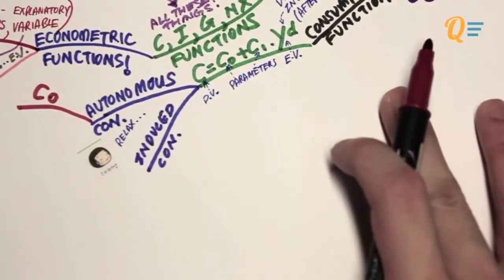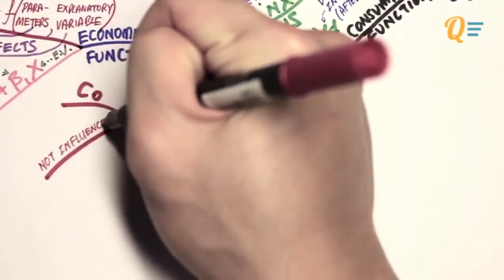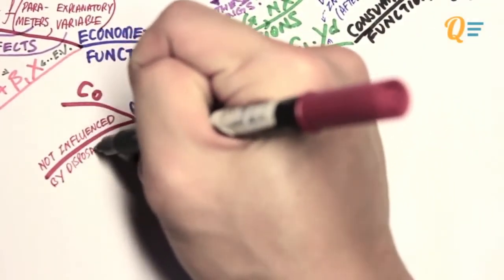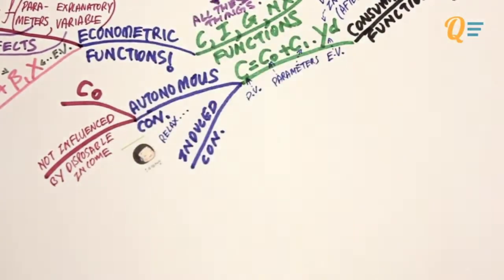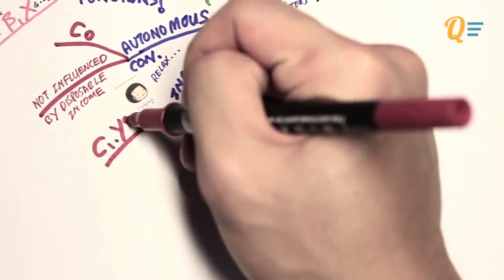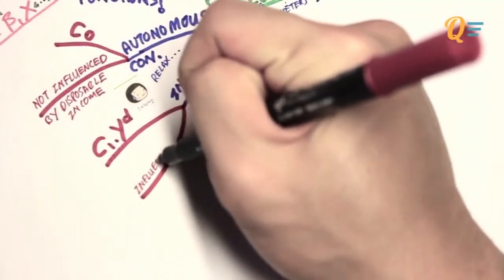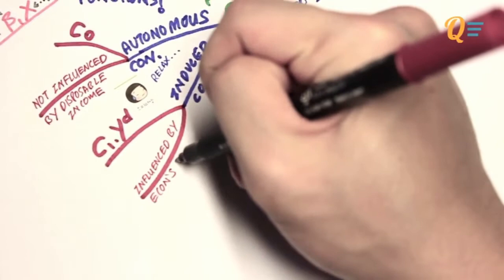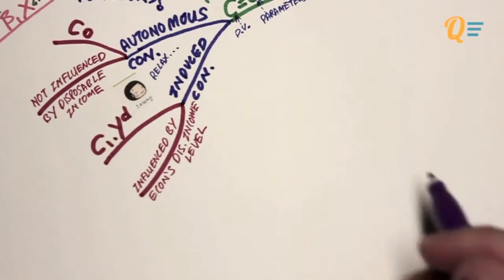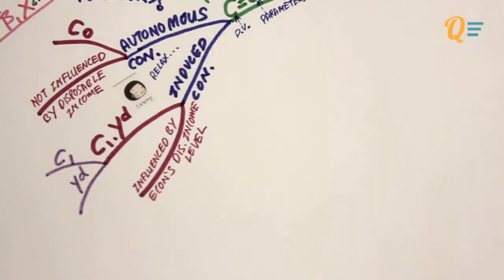So autonomous consumption actually refers to C0, and the definition of this is even simpler. Autonomous consumption is basically the amount of consumption that is not influenced by disposable income. And obviously, induced consumption is made up of C1 multiplied by disposable income, and this is the amount of consumption which is influenced by the level of income in an economy. More specifically, we're talking about disposable income level. I'm going to break down induced consumption into two further parts. You have your parameter C1 and you have your explanatory variable disposable income.